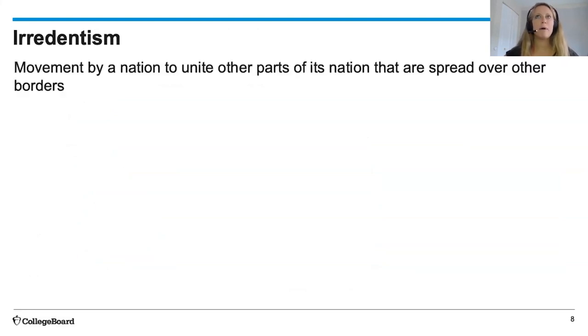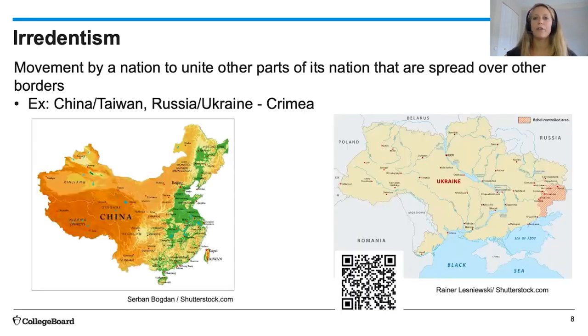This is a movement by a nation to unite other parts of its nation that are spread across other borders. So that's where things get complicated because it could pull apart that other country. One example of this is China's claim over Taiwan. Since China considers its people to have left its country and gone to Taiwan to make that country, that's sort of a legitimate claim to them, right? So that could cause devolutionary pressures in either China or Taiwan.